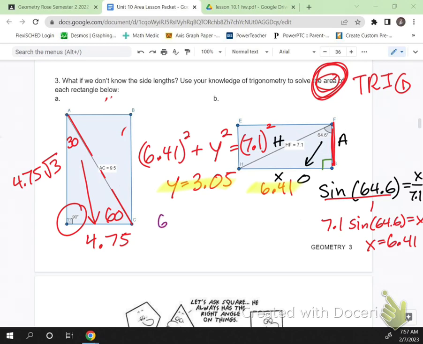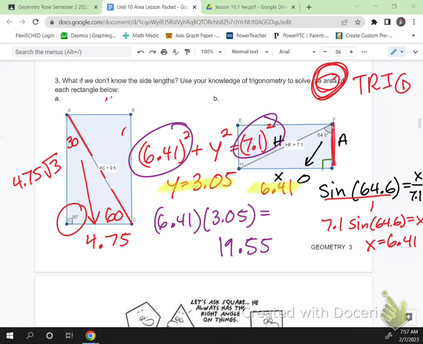Last step would be do 6.41 times 3.05 to get your area of about 19 point. I multiplied afterwards. I got the two sides and then I multiplied. 3.05. I squared this number and I squared this number. So then I did 50.41 minus 41.08 and then I square rooted that.